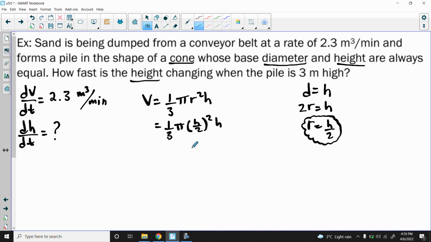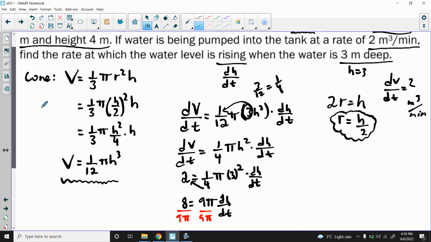So let's see. I sub my r in as h over 2. And basically it works out to be the exact same thing that we had in the last one. So it becomes 1 over 12 pi h cubed. If you need a refresher, you can skim back to the other one and look at how I got that. If I go back for 1 second, that's the exact same thing I had there.